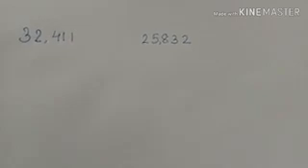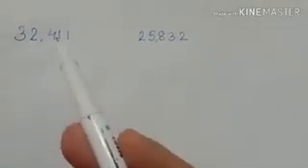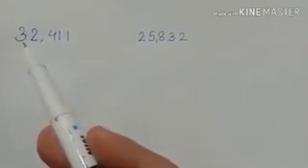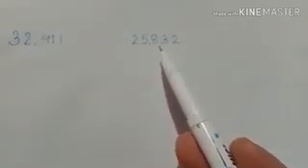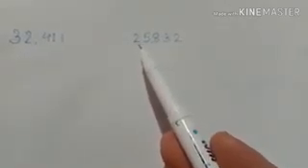For example, let's say we have these two numbers. The first one is 32,411 and the second one you can see is 25,832. Now if we want to compare these two numbers, we can compare by looking at the digits on the left. So the first digit of 32,411 is 3 ten-thousands, and in 25,832 the first digit we have is 2 ten-thousands.